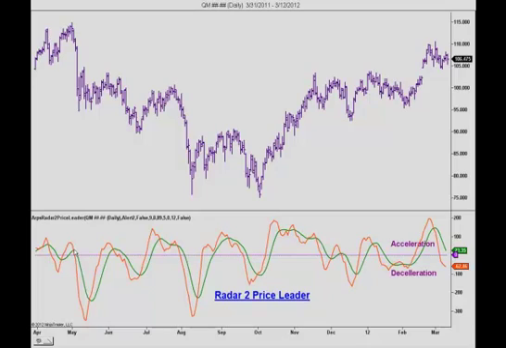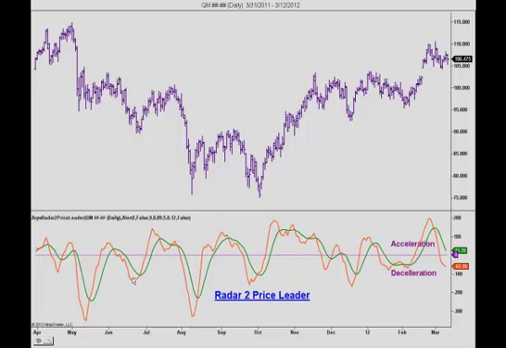Is it getting faster or is it getting slower? It's like looking at the tachometer on your sports car or your motorcycle, and you want to pass somebody on the highway, and you rev that baby up, and that tachometer is going to rev up pretty high, and it's going to rev up much more quickly than the speedometer. Well, that's what the price leader is showing us.